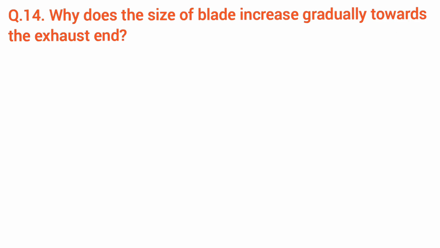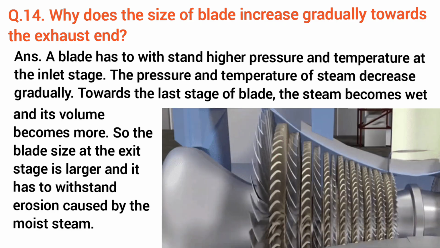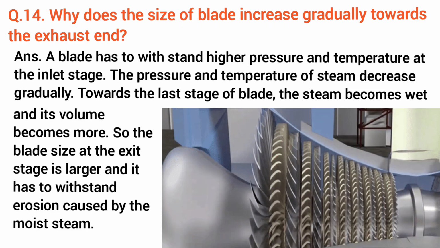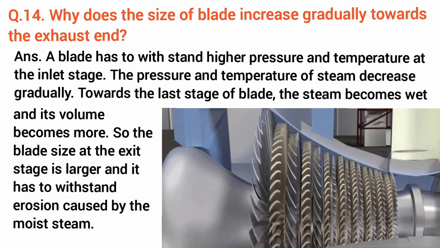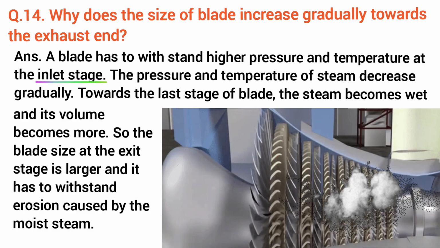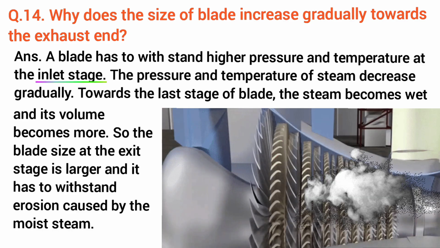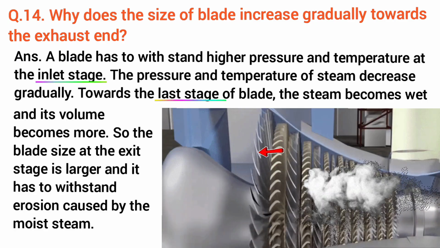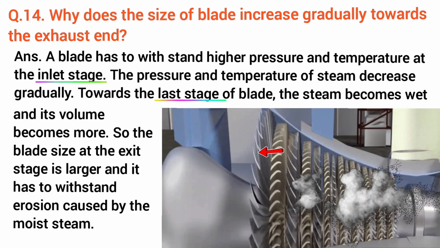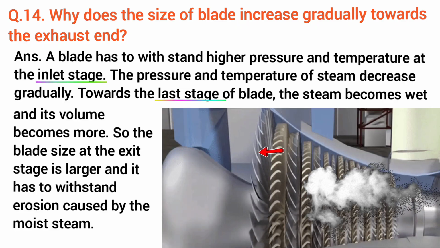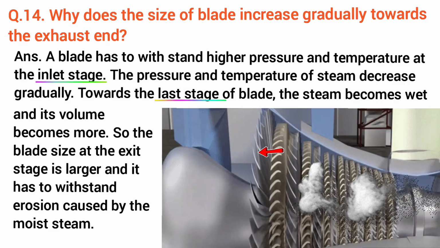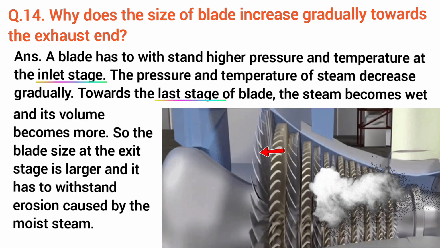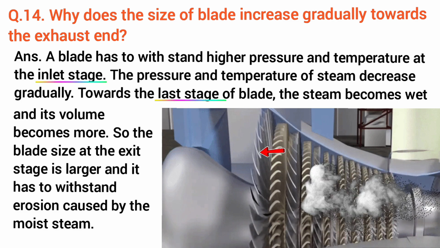Why does the size of blade increase gradually towards the exhaust end? A blade has to withstand higher pressure and temperature at the inlet stage. The pressure and temperature of steam decrease gradually. Towards the last stage of blade, the steam becomes wet and its volume becomes more. So the blade size at the exit stage is larger and it has to withstand erosion caused by the moist steam.